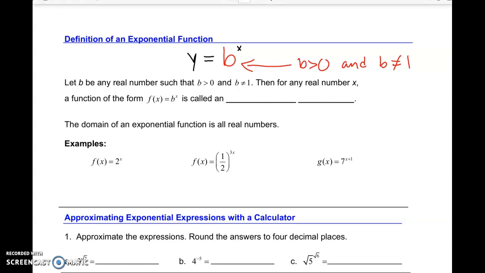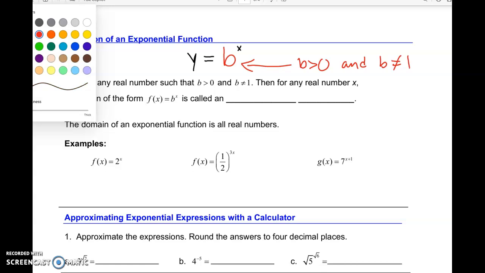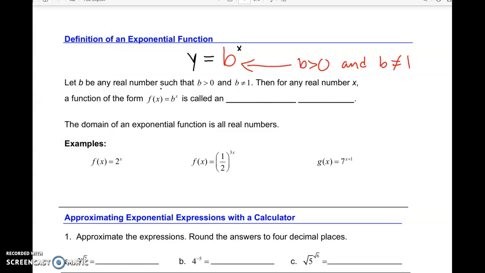And so an exponential function will have the exponent be an x, the variable. Remember, if we want to put it in function notation, that's f of x, or you can write y. f of x equals b to the x is called an exponential function. So that's our definition.